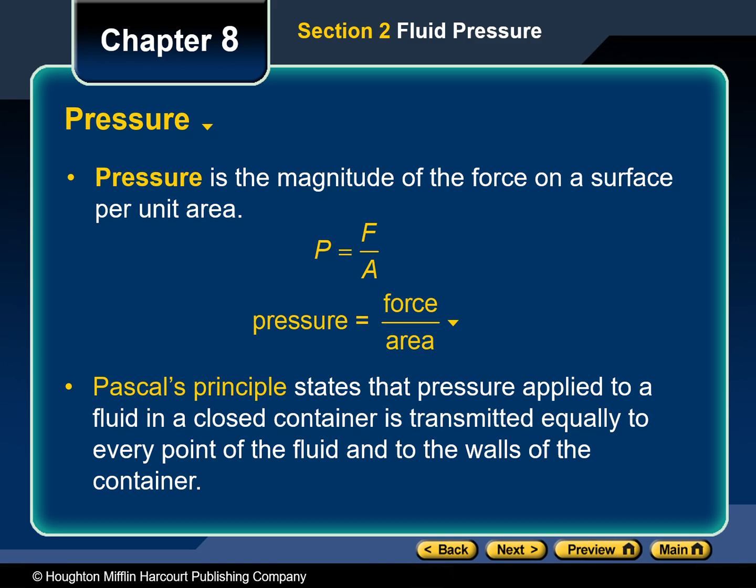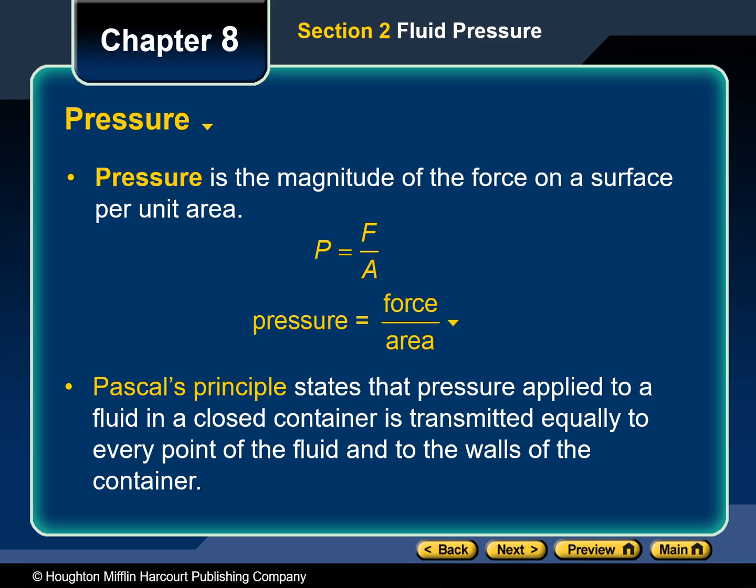Pressure is force per unit area. In the examples that we see on the screen, the fluid exerts pressure, for example, if you're swimming, on your eardrums. Pressure is a measure of how much force is applied over a given area, and it can be written as shown on the screen here. P, pressure, is equal to F over A, or force divided by area.